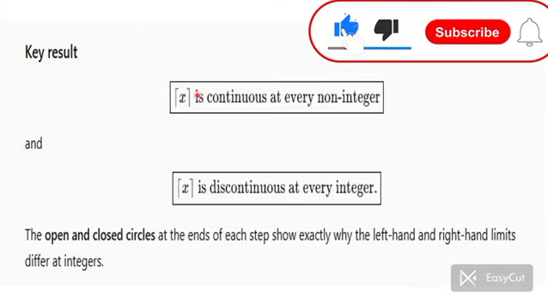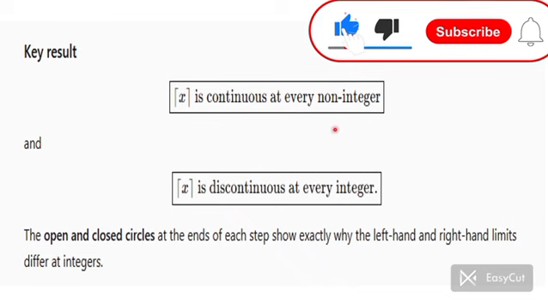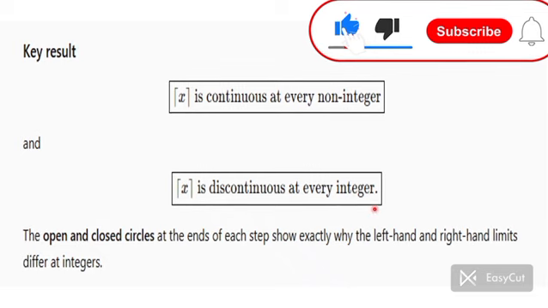So this ceiling function, meaning closed upward, is continuous at every non-integer but discontinuous at every integer.